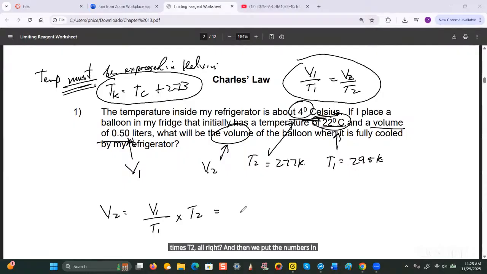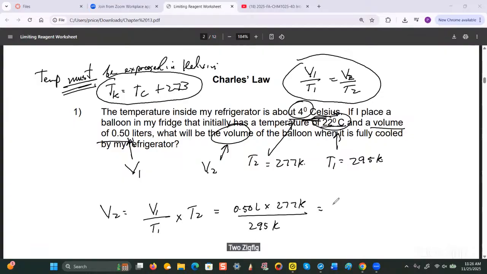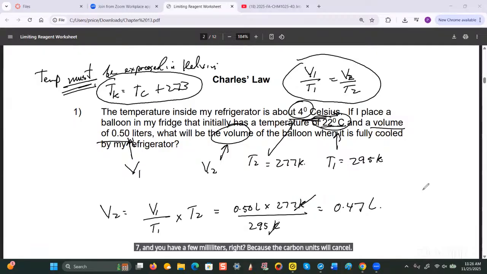So V1 is 0.50 liters times T2, which is 277 Kelvin, all divided by T1, which is 295 Kelvin, right? And then we do the number crunching, so 0.5 times 277 divided by 295. According to my calculation, the answer will be 0.47, and the unit here would be liters, all right? Because the Kelvin units will cancel. And that's basically how that question is done, all right?